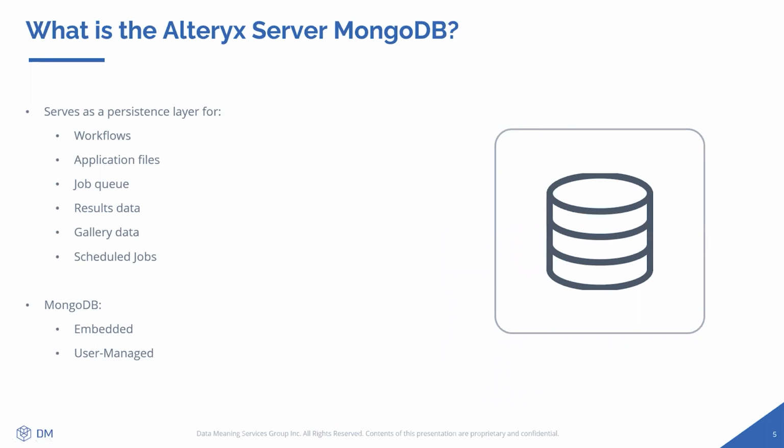What it does is it serves as your persistence layer. So the persistence layer is the storage layer of artifacts within the Alteryx server. It stores workflows, it stores application files, the queue of those jobs. So if you're scheduling things, it has the job queue, results data, gallery data, scheduled jobs, which is, sorry, same thing as the job queue.